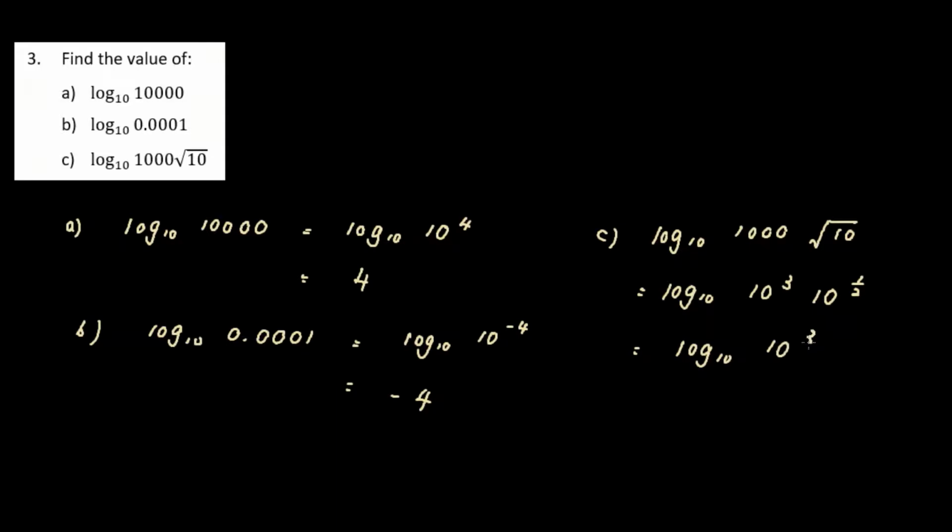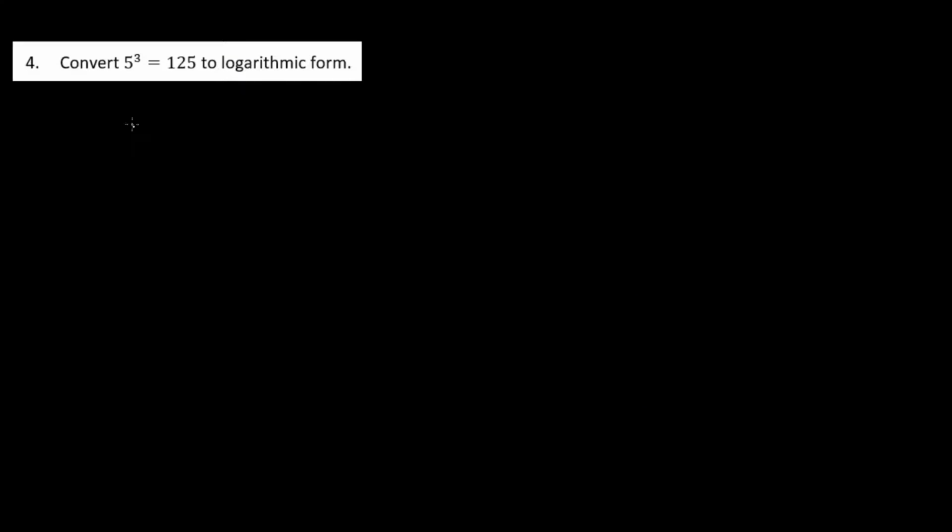When you add them up, it will be 3.5. Or if you want to write 3 and 1 over 2, can also lah. It means the same thing. Okay, so now you have log 10 of 10 to the power of 3.5 already. So that's why your answer is 3.5. Alright, simple as that. Okay, number 4 is an easy question as well.